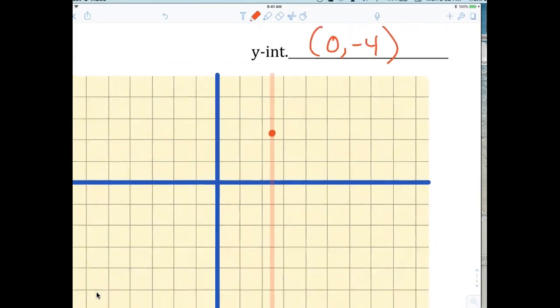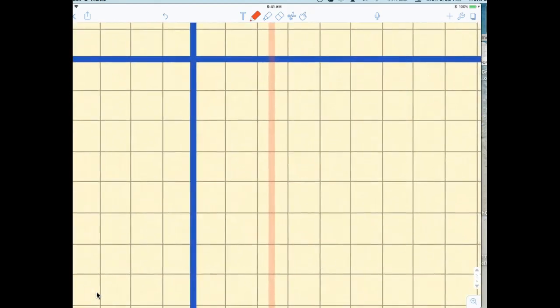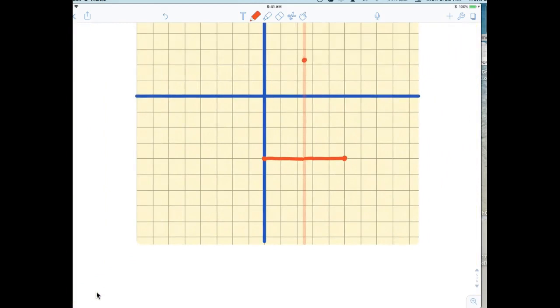Now 0, negative 4. 0, 1, 2, 3, 4. There's another point. So now I count over to the axis of symmetry, which is what? 2.5. So I have to go 2.5 over. So there's a half, and then 1, 2. So the other point would be right there. And now you're just graphing. Here and here. There's your graph.